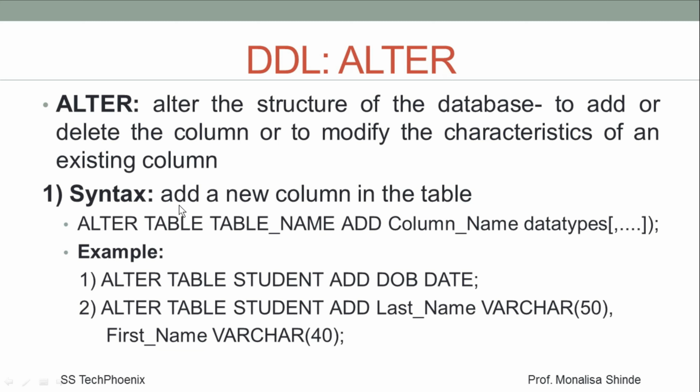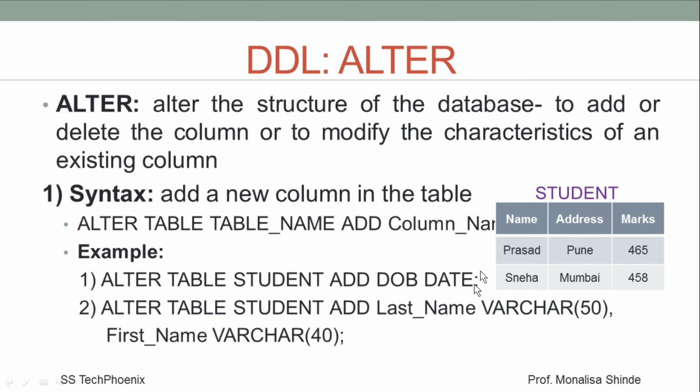First, we will see how to add a new column in the table. Syntax is alter table, then table name. Here we will write the name of the table in which we want to add the column, then add and then column name. Column name means whatever column we want to add, that name and its data type. First example is alter table student add dob date. Now here student is the table name, dob is the column name and date is the data type.